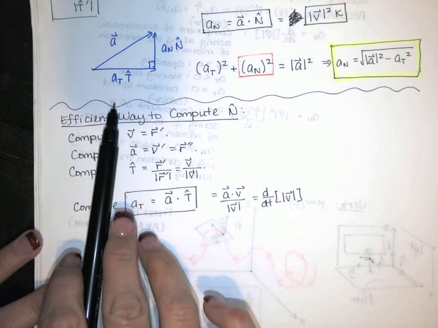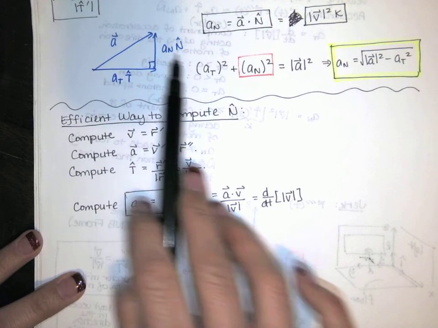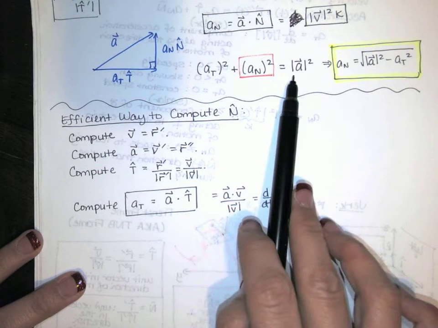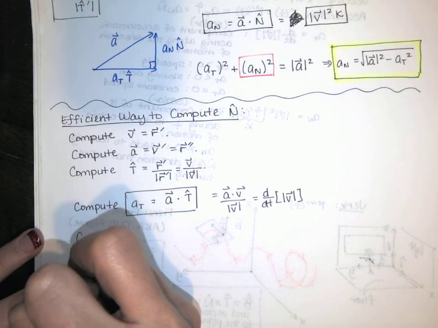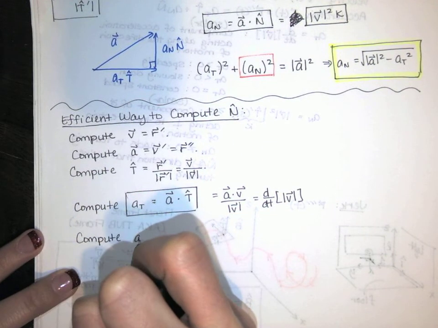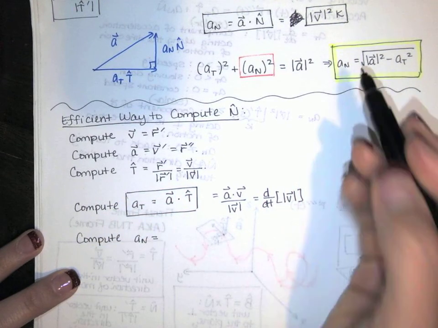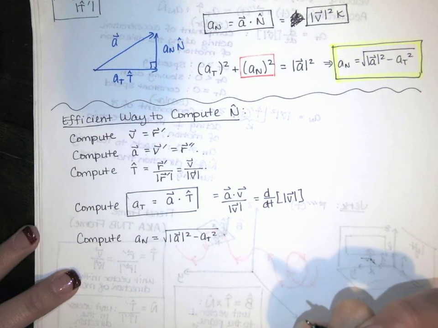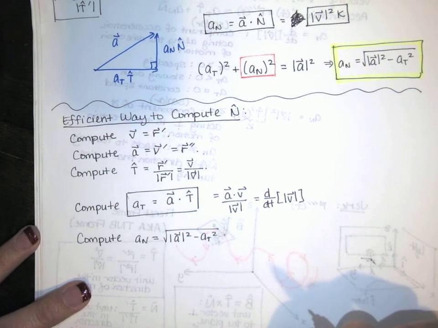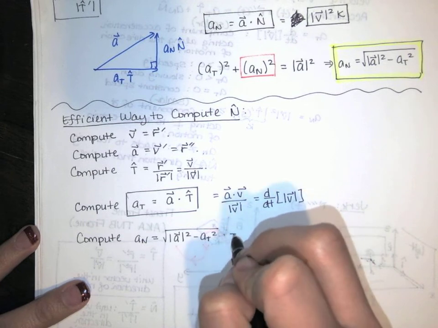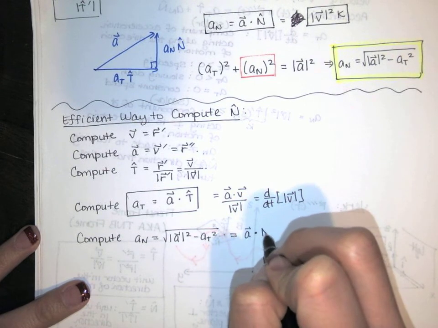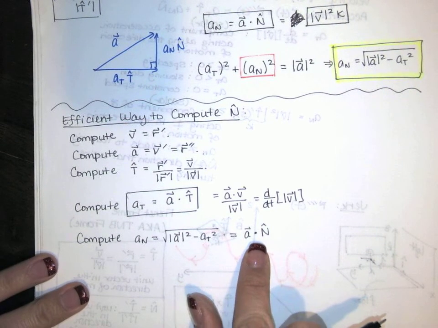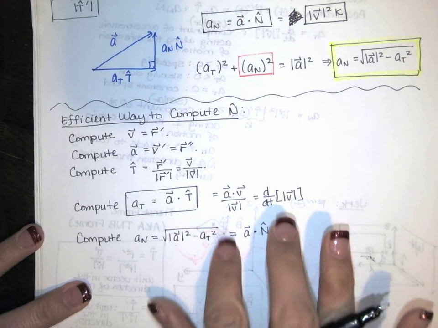And then if I've got a sub t and I've got a, I can use the Pythagorean Theorem, this side squared plus this side squared equals this side squared. I can use this formula to find a sub n. So now we're going to compute a sub n. Using this formula, we've got the square root of the magnitude of a squared minus a sub t squared. There are other formulas for the normal component of acceleration. One is this one, the least efficient formula on the list. I would never, ever, ever use that. I mean, it's there, it's equal, but don't use it.